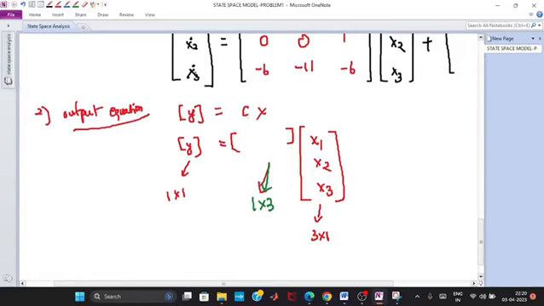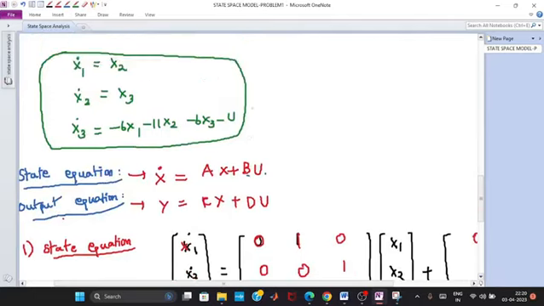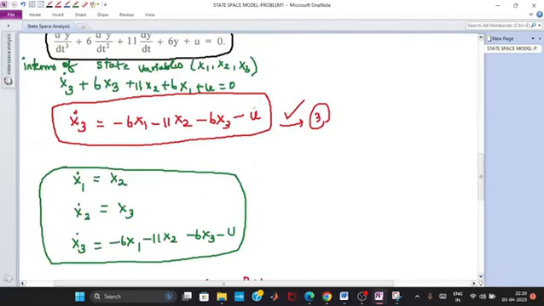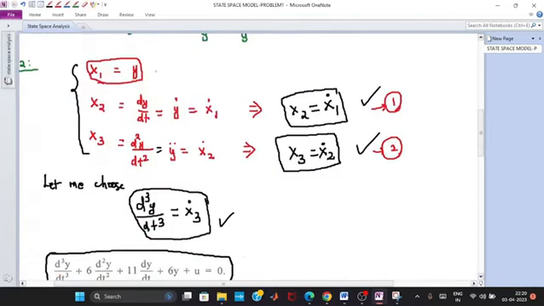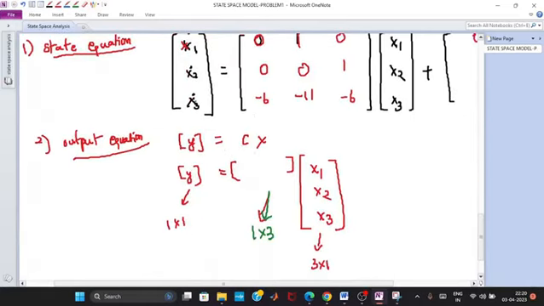So what is the value? y equal to Cx. Tell me what is the value of y here. What value have you assumed for y? Simple, y equal to x1. So in the place of x1, y equal to 1 into x1, 0 x2 and 0 x3. So this is the output equation. This is how you have to write down the state equation and output equation.